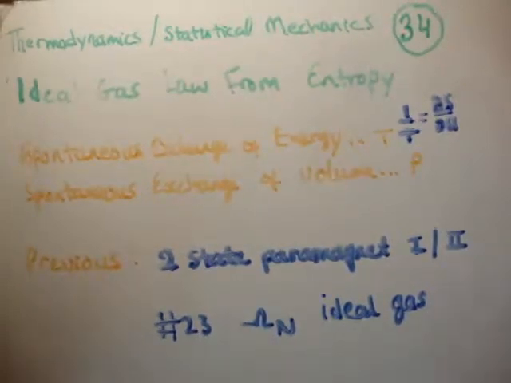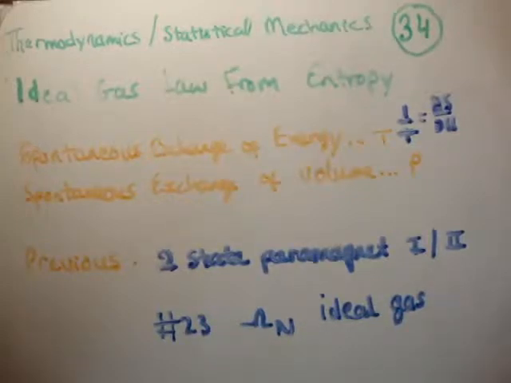Okay, in this video I'm going to continue on with my tutorials on thermodynamics and statistical mechanics. This is video number 34, and in the previous videos I discussed the two-state paramagnet, and there are two videos on that. But the relevant video to this is number 23, where I discussed the multiplicity function for n molecules or n particles of an ideal gas.